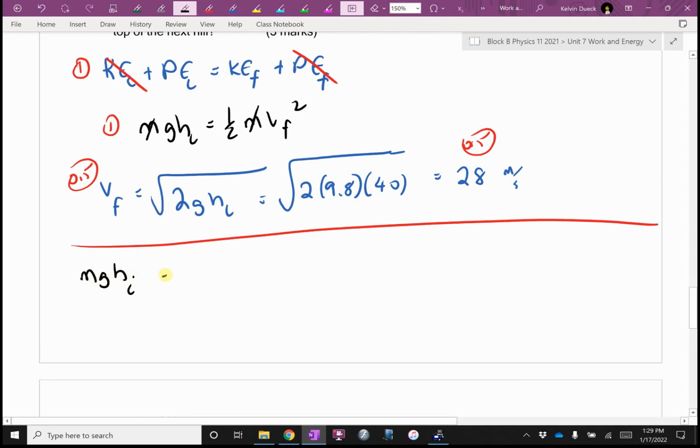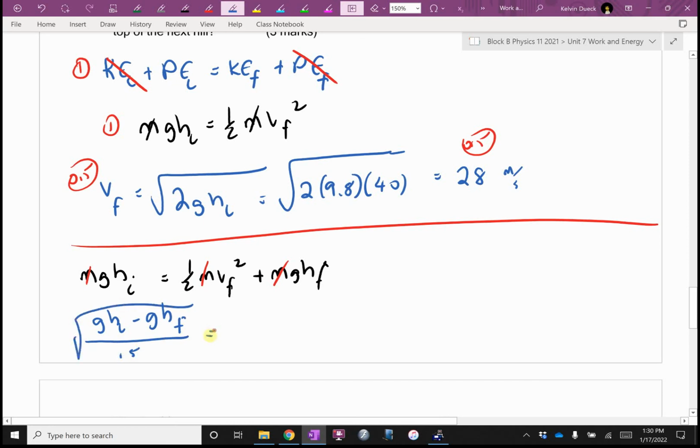mgh initial equals a half mv final squared plus mgh final. M still cancels. Well, if I want to get the v by itself, I think first I would minus the g. I put an initial there. Should be a final. I would minus the gh final over. So the gh initial would drop down like a domino. Minus gh final. And then I would divide by 0.5, or multiply everything in brackets by 2.